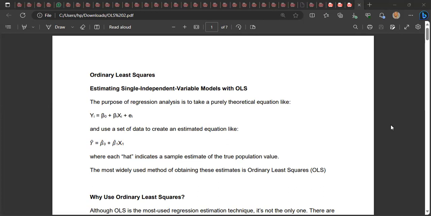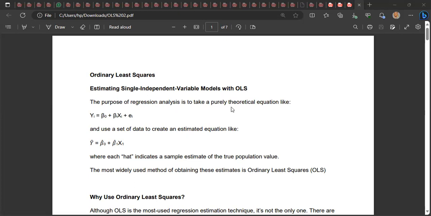Right, so we are dealing now with ordinary least squares, estimating single independent variable models, all as ordinary least squares. So every time we talk of OLS, it's ordinary least squares, which is one of the methods that we use in going about our estimations here.